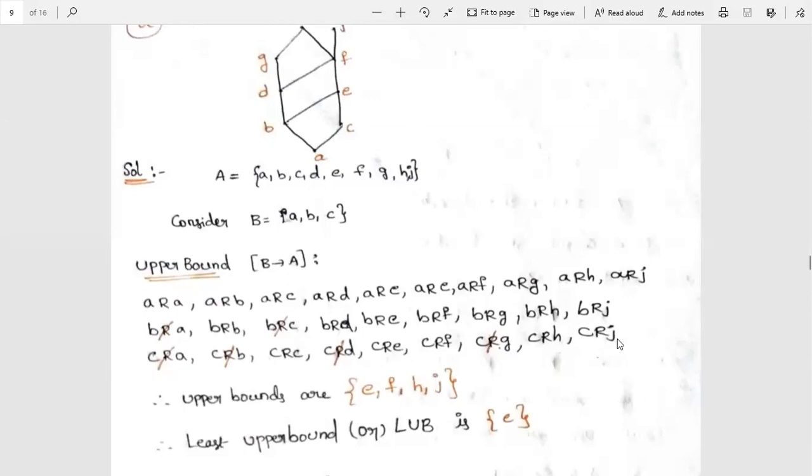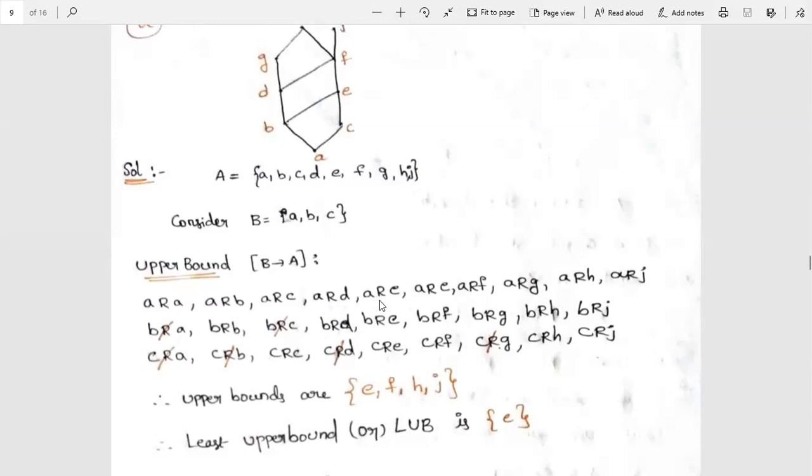Okay, so now we check whether all these three elements of B have a relation with all the elements of A or not. So here A is related to A, but B and C are not related to A. Next element, A is related to B, B is related to B, but C is not related to B. A is related to C, but B is not related to C. So here A is related to D, B is related to D, C is not related to D.